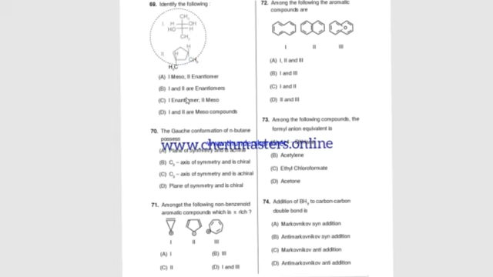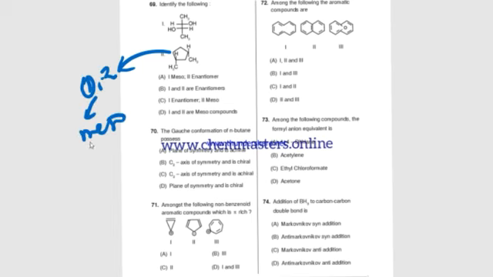Whenever a mirror plane is present, as we said, it is optically inactive, and we can say it is a meso compound. So by this analysis we can give option C as the correct answer, because the first one is an enantiomer and the second one is a meso structure. Now try to take RS notation on it.